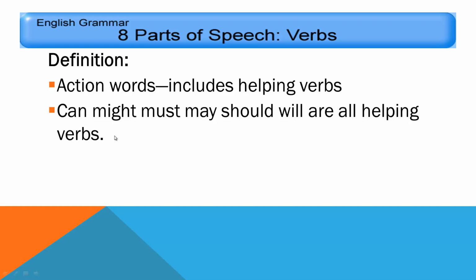Verbs then are action words. They're any action within a sentence. Remember that helping verbs like can, could, may, might, must, shall, should, is, am, are, was, were, be, being, will, would. Those are all going to be helping verbs, and they are verbs. They really do count as actions in a sentence.